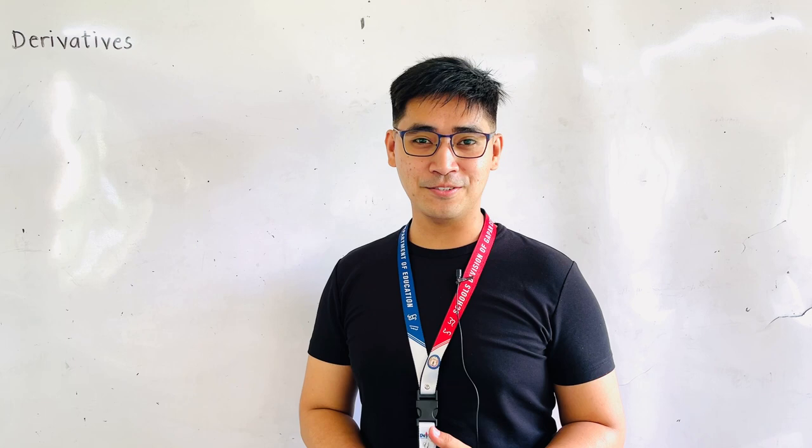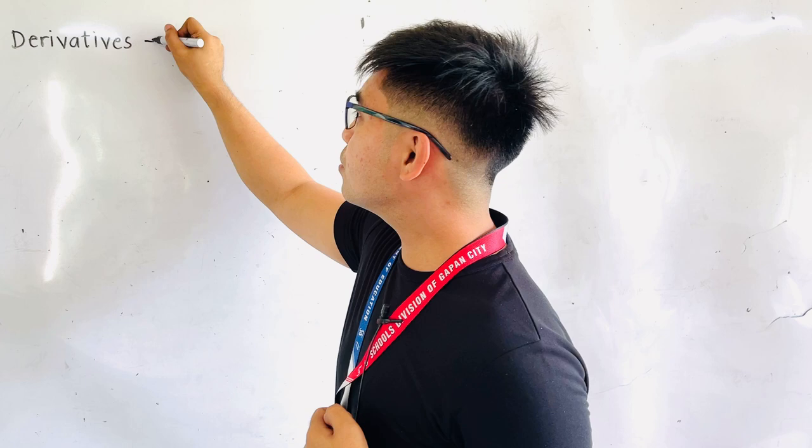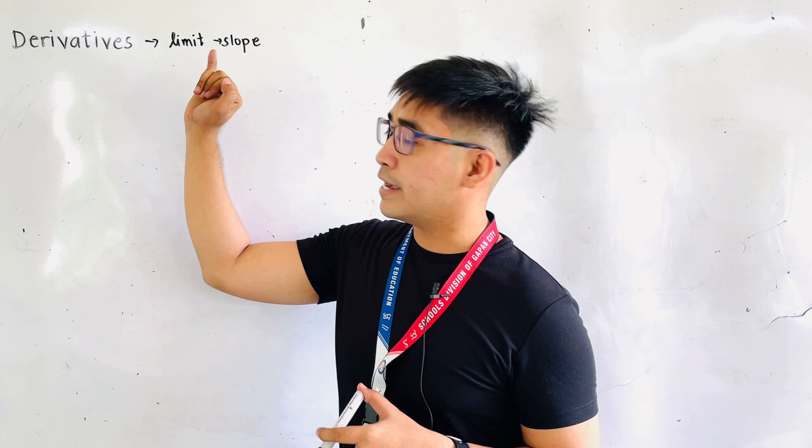And for today's video lesson, we will discuss the topic all about derivatives. So, when we are getting the derivatives, we are also getting the limit and we're also getting the slope. So, remember that. Again, if you are getting the derivative of a certain function, we are also getting its limit and we're also getting the slope.